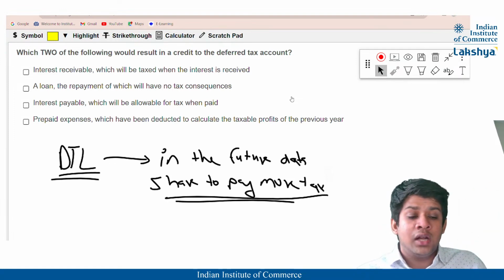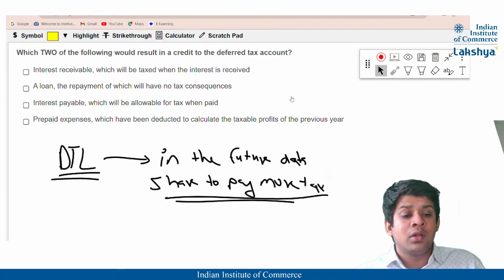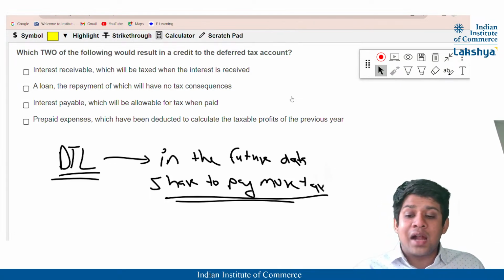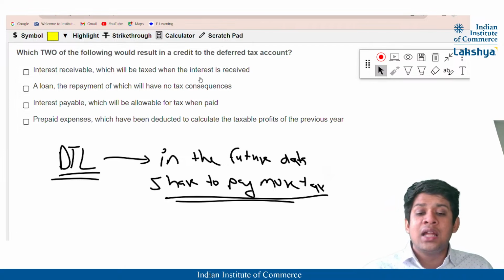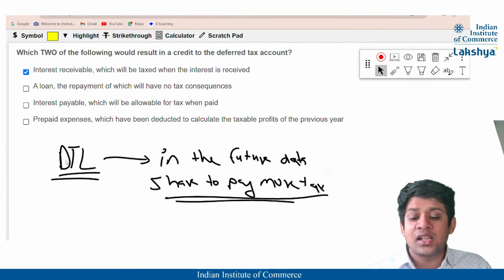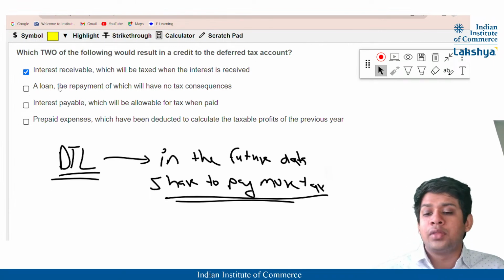But in the future date, when I actually receive this income, at that time the tax authorities will consider it, right? So at that time, I will have to pay more tax. So that means because of this, I will have to pay more tax in the future date. Then yes, this will result in a credit on the deferred tax account because it will be treated as a deferred tax liability. Okay. A loan, the repayment of which will have no tax consequences.